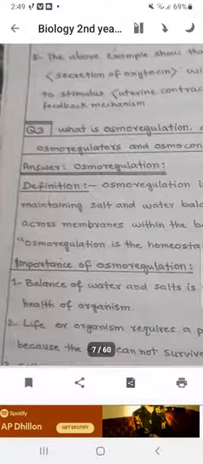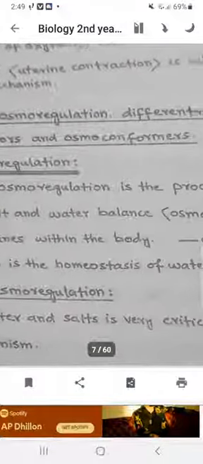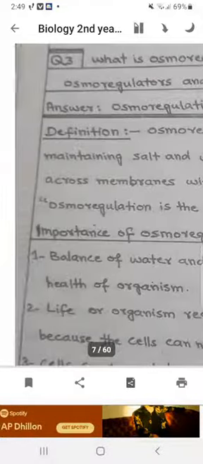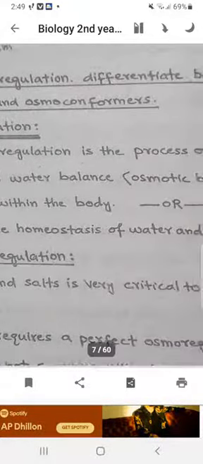Bismillahirrahmanirrahim. Question number 3. What is osmoregulation? Differentiate between osmoregulator and osmoconformers.